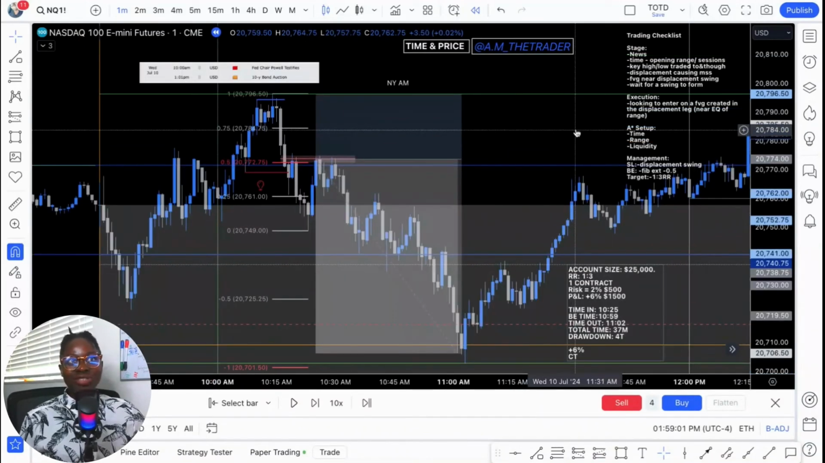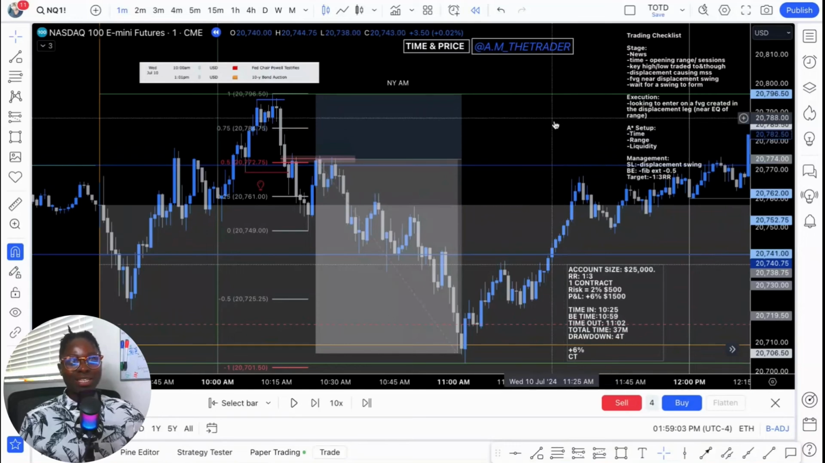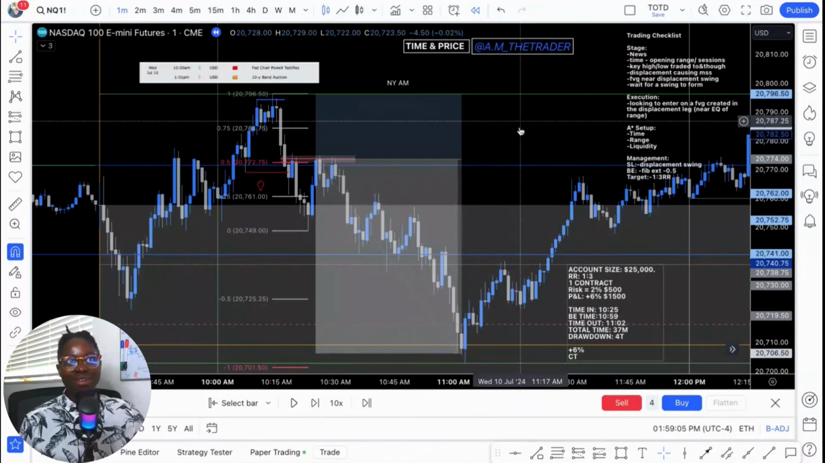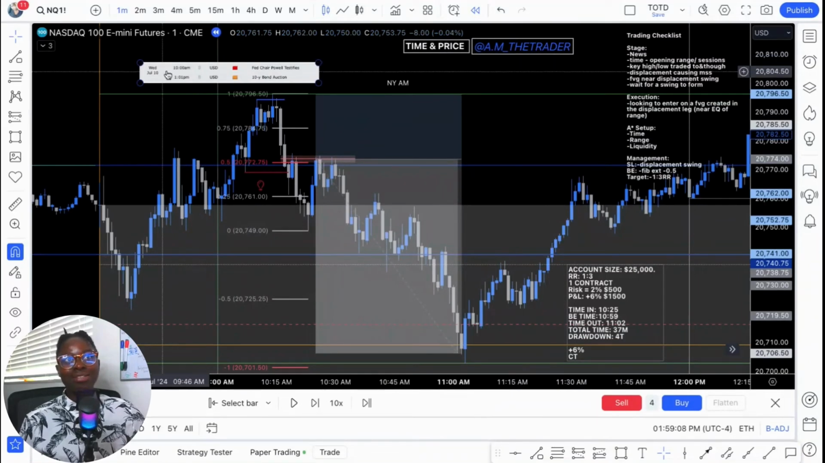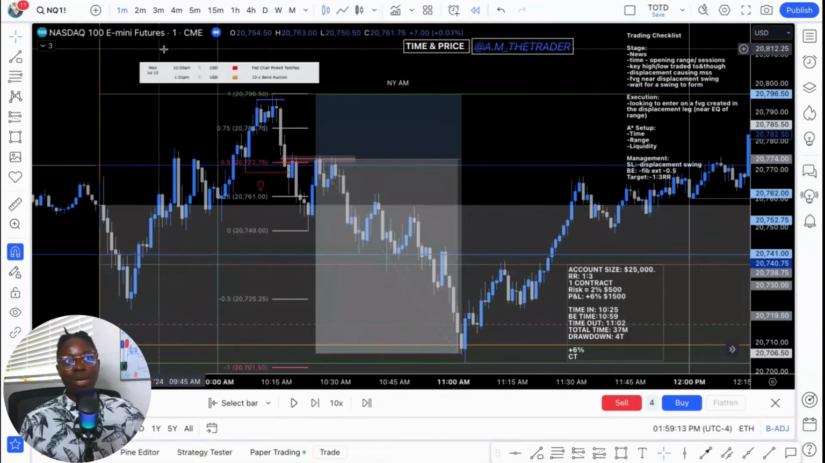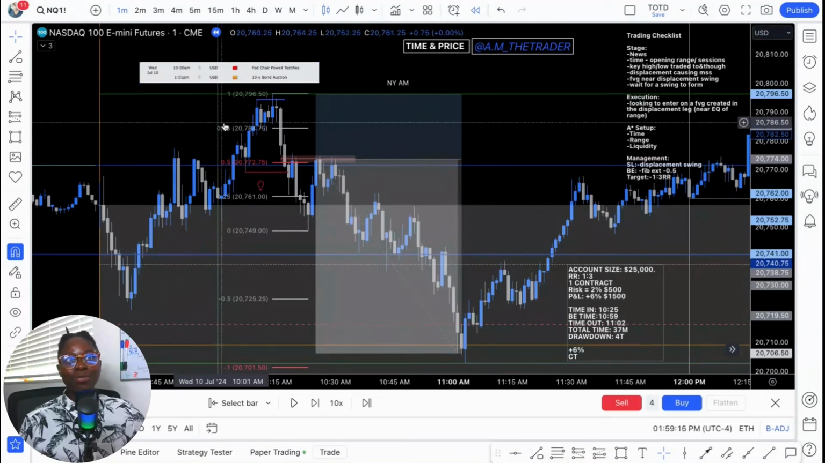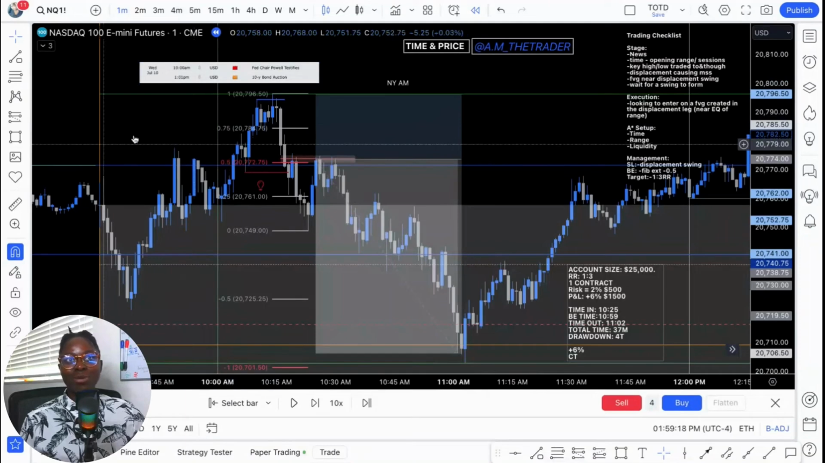Wednesday, July 10, trade of the day breakdown. We had the AM session sell formation. Let's break it down. As always, we start with the economic calendar, and as you can see, we had high impact news coming out at 10 and medium impact news coming out at 1. 9:30 to 10 o'clock is the opening range. We're not trading, we're looking to see what price is doing.